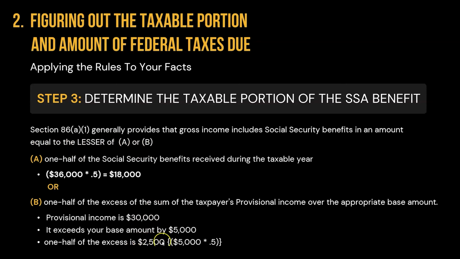So 2,500 is the portion of your Social Security that's going to be taxable. Now, this is a great deal because you received a net benefit of 36,000 and you only get to pay taxes on 2,500. That's a good one. You know, when we say 50%, it's not as simple as 50%, because if you were going by the 50% rule, you would have been paying taxes on 18,000, not 2,500.